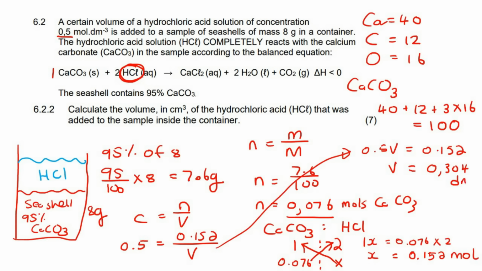But that's in decimeters, but they want the answer in centimeters. So you multiply by 1,000, and so the volume would be 304 centimeter cubed.